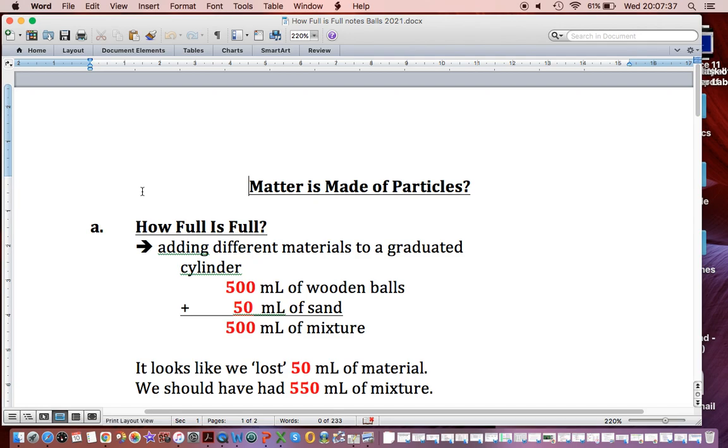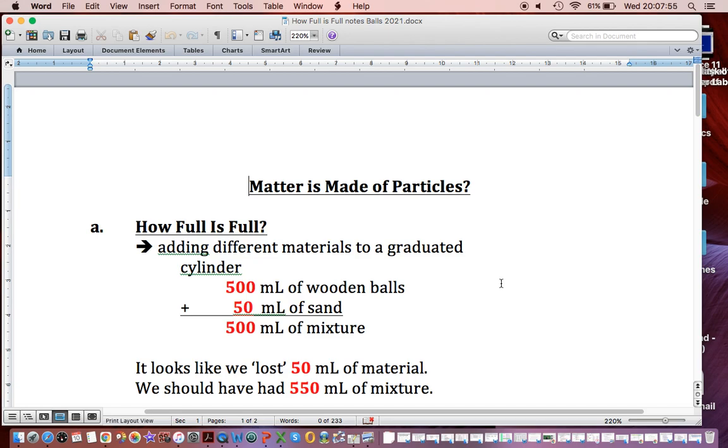You've just watched a video in which we had wooden balls in a beaker totaling 500 mils, and then we could add sand and the overall volume didn't increase. We're trying to give you a macroscopic description of what happened. In other words, macroscopic means big enough to see.